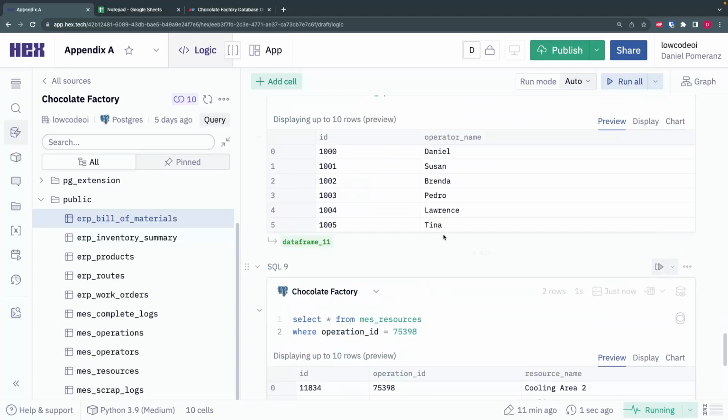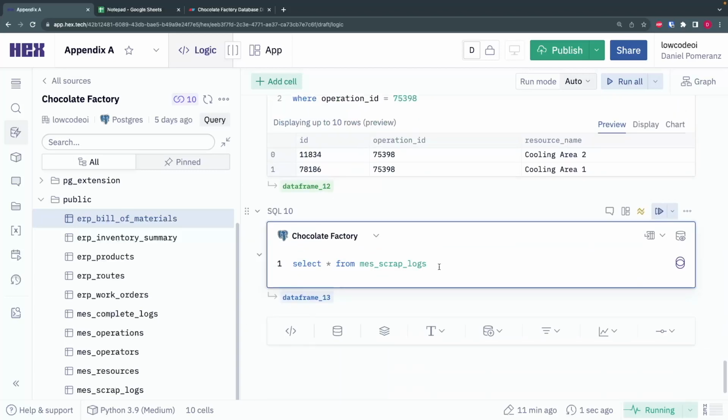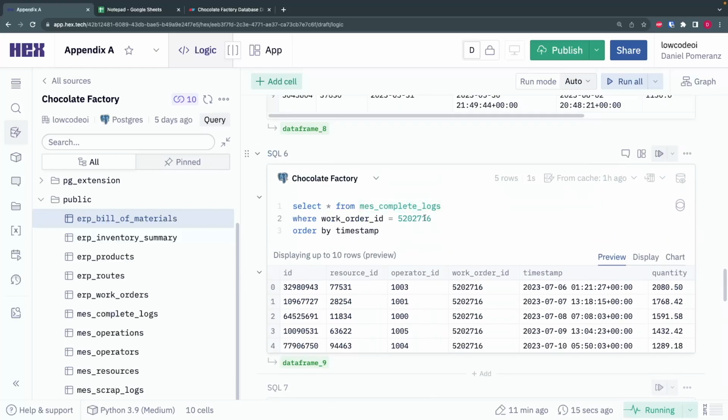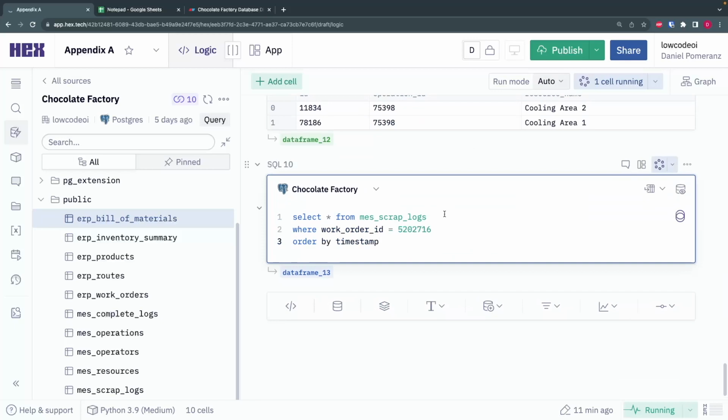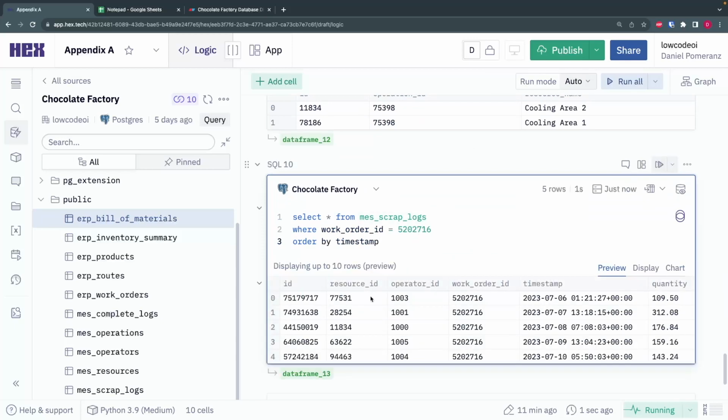And then finally, very similar to the complete logs, in fact, I think it's almost the exact data structure, is the scrap log. So I can actually copy this code from up here, and when I run this, I'm going to get a record of who scrapped how much material at each step in this process. So it's correlated with the complete logs, can probably be calculated, but in a real MES, you might see information like scrap reason, or maybe there's pictures associated with a scrap, or test data, etc. So scrap logs is a type of table that you'll see in an MES.